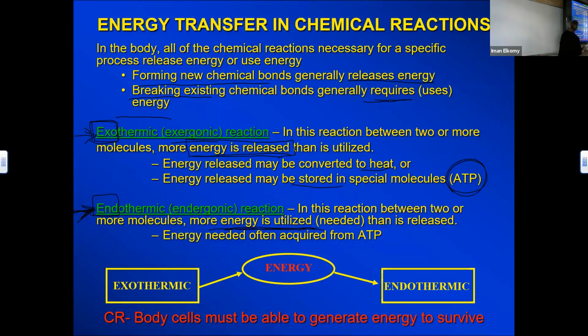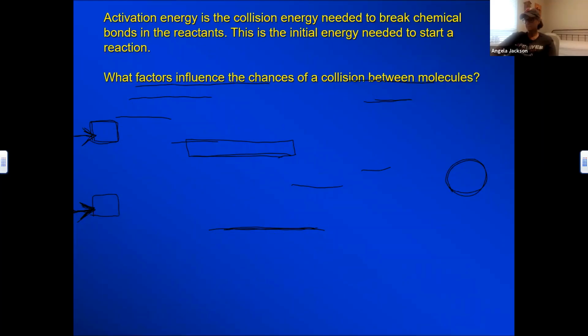Okay, I do want you to understand that an exothermic reaction is giving off energy and an endothermic reaction is taking energy, and most of the time that energy is in the form of heat. That makes sense to everybody? Yes, no? Okay, I think I've lost everyone already.